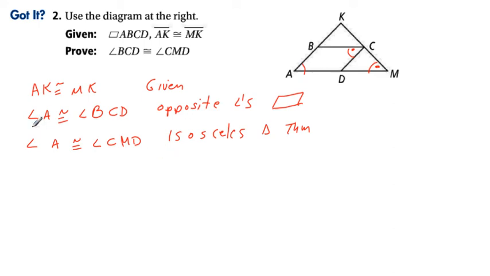So we're just about home free here. We have angle A is congruent to two things, right? And so since these two angles are congruent to the same angle, we can say angle BCD is congruent to angle CMD by the transitive property. Or you could say substitution would also work. Two things equal to the same thing are equal to each other. And that was what we were trying to prove.